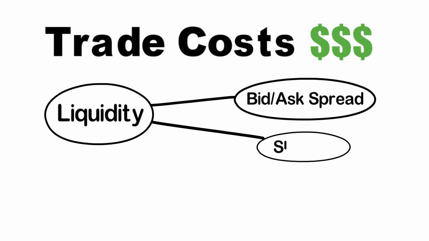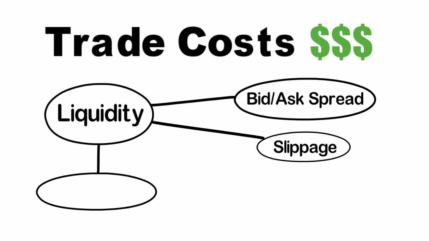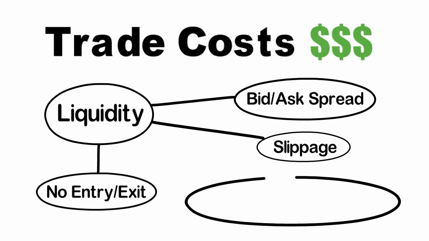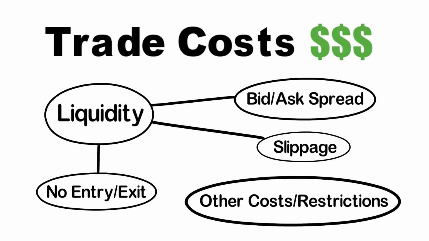If a security is thinly traded and you're using limit orders, which you should, you sometimes won't be able to get in or out of the position at all. Many backtesting engines don't account for this, which can lead to unrealistic results. Last but not least, depending on what you're trading, there might be additional costs associated with your trading.